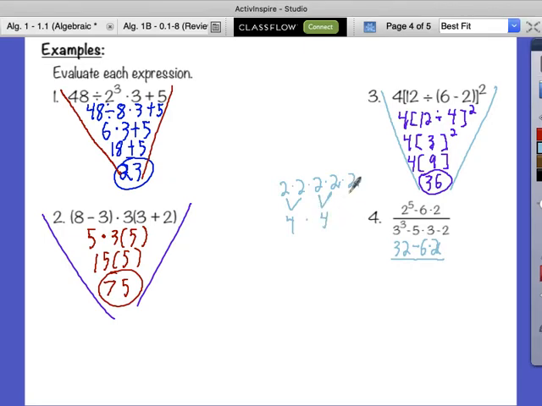There's a couple different ways to do it. And this 2 we haven't used yet, so I'm going to drag it down. Now what's 4 times 4? 16. And I'm going to drag this 2 down again. So now it's 16 times 2. 32. So that's one way to do it.